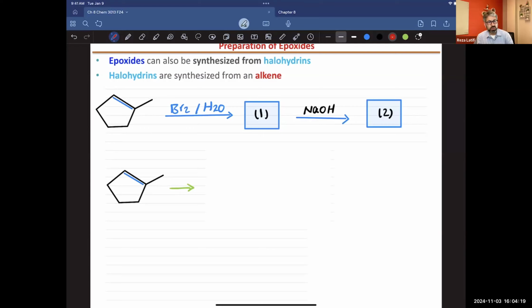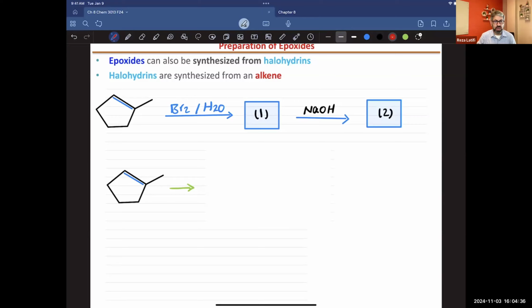Okay, now we said we can take a double bond and treat it with bromine in the presence of a polar protic solvent like water, and that's going to give us a product. We're going to treat it as product number one. And later we will treat it with a strong base, and the strong base will take the H from the OH and it will give us epoxide.